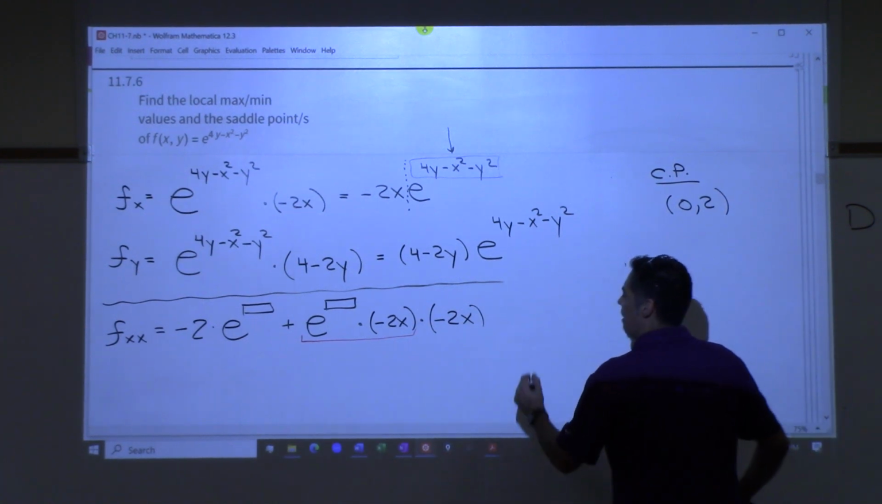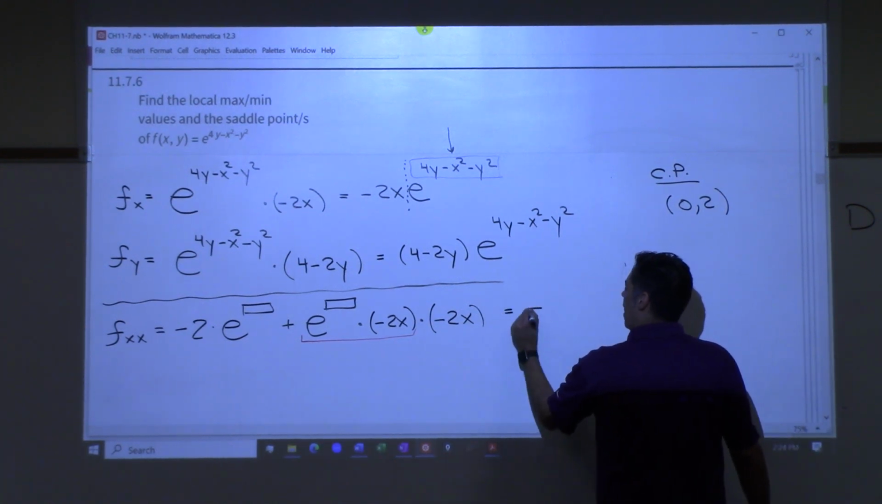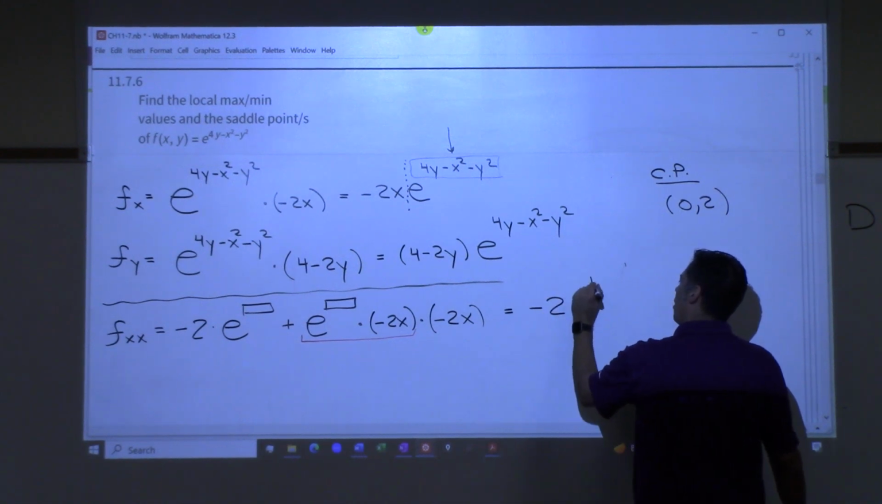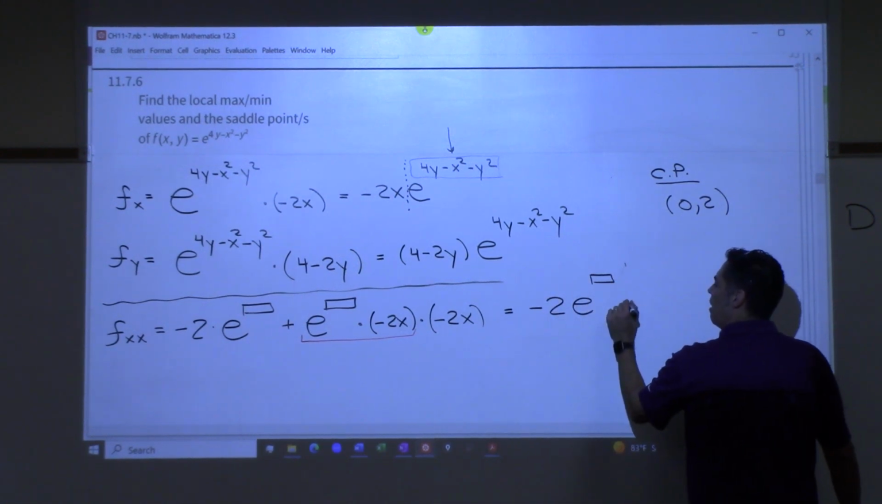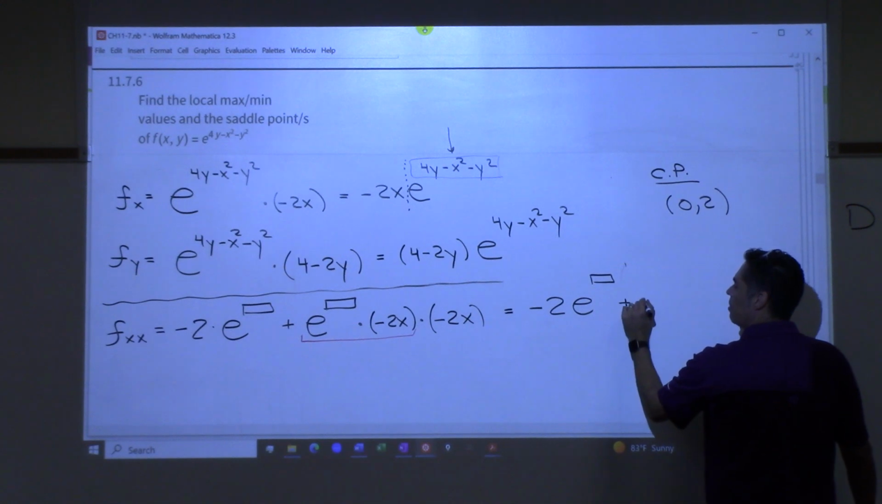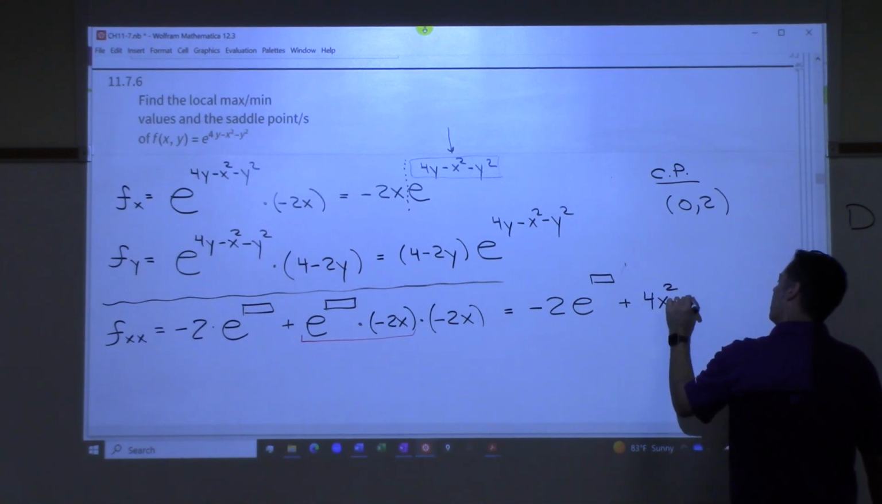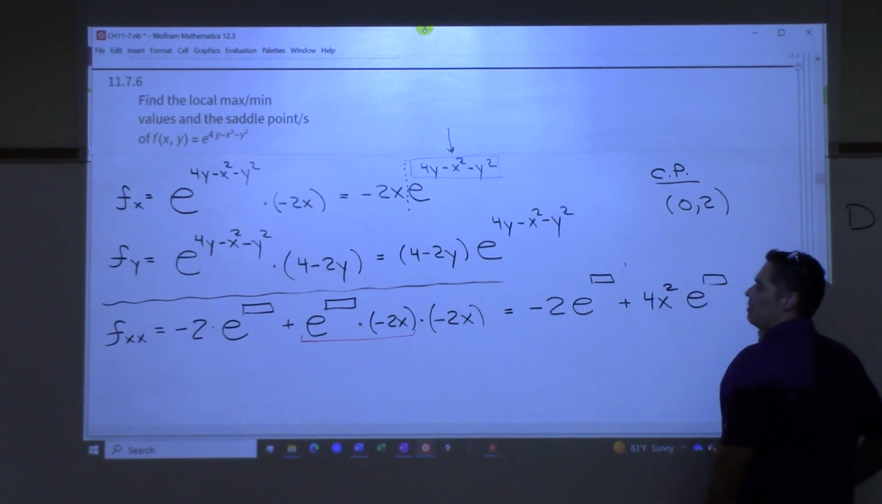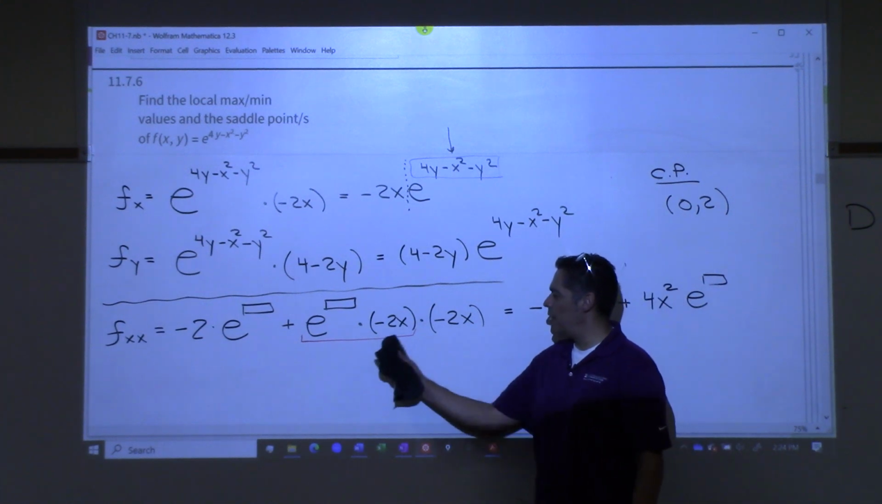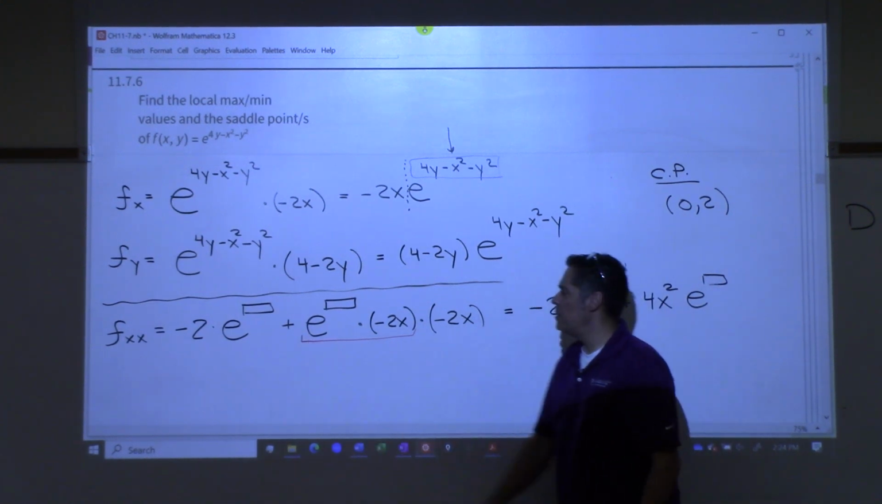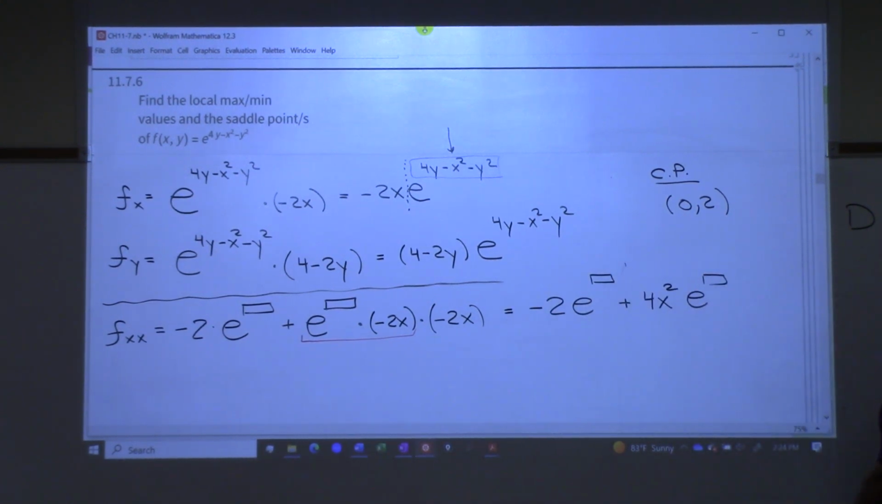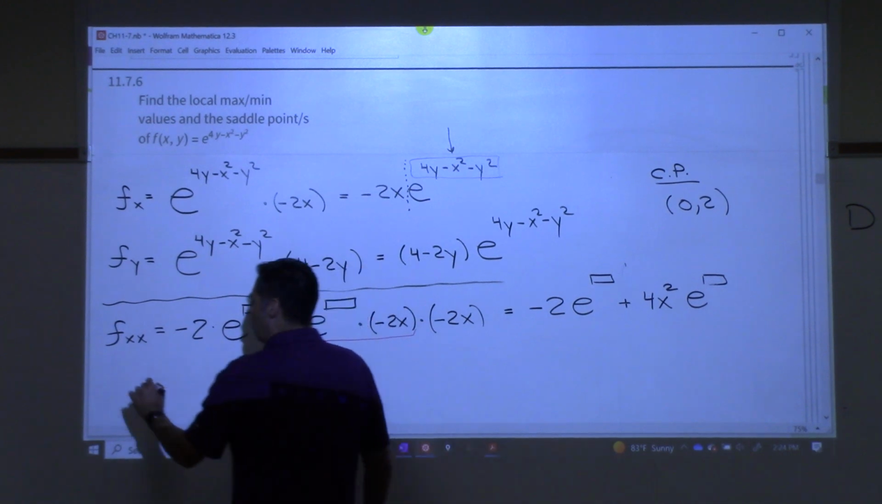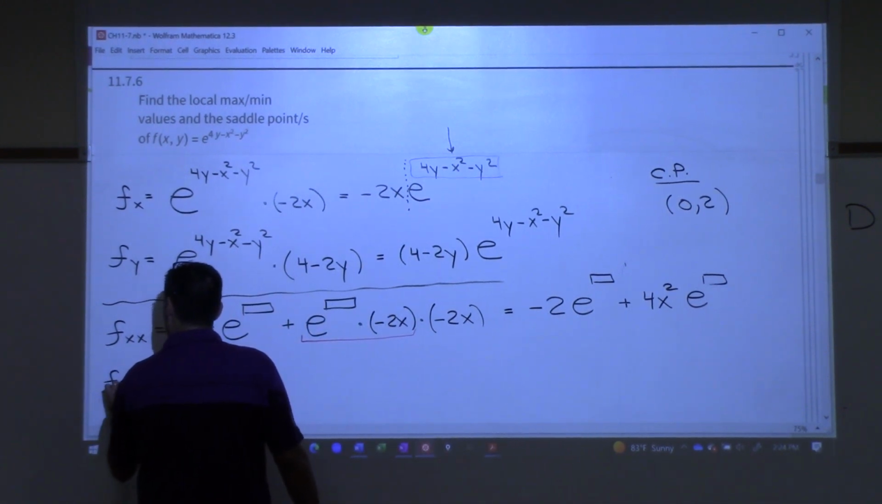I'm going to clean this up. This is -2 e to that junk plus 4x squared e to the junk, right? Because this together is 4x squared. I put it in front. And I don't know, I can leave that. I'll leave it. There it is. Okay, just for now. Now the partial with respect to y, twice.